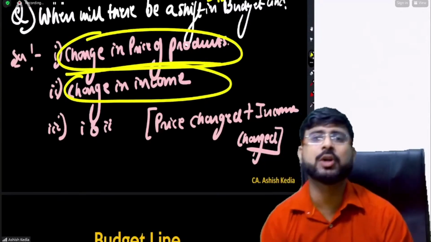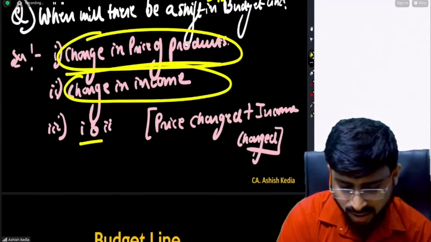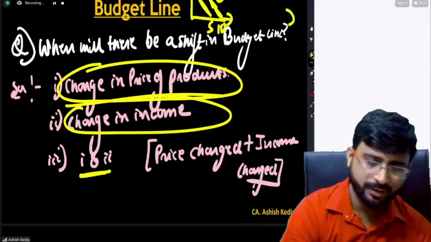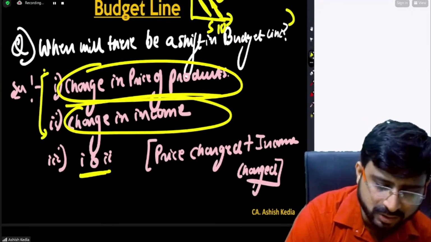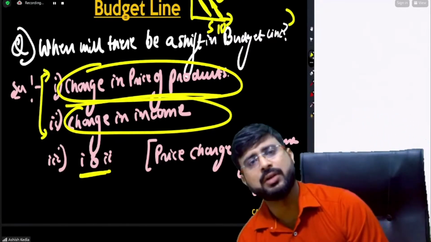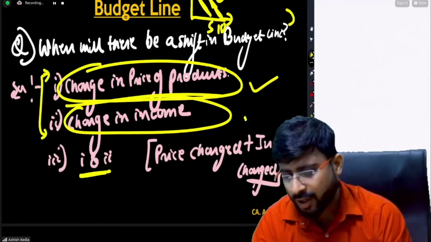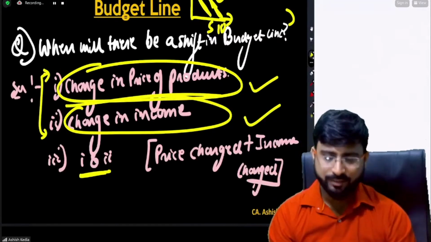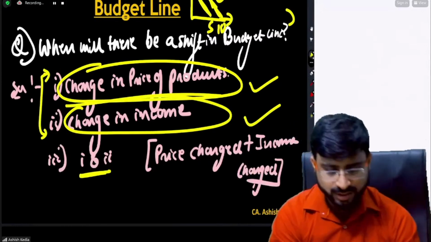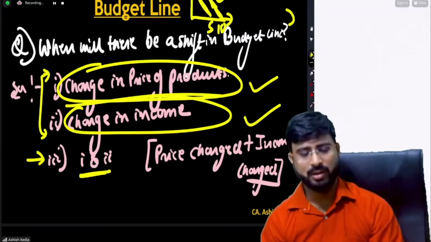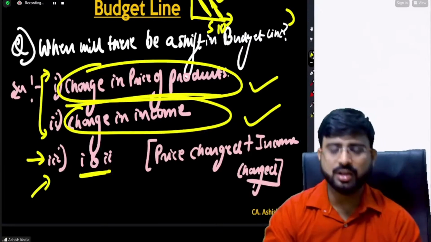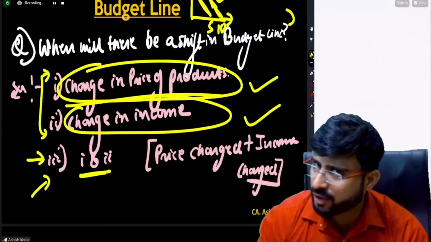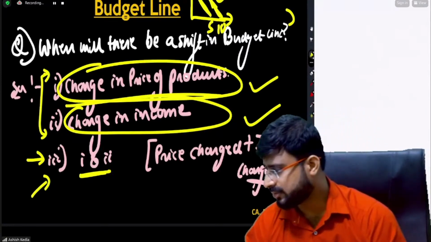And the third scenario is, obviously, when both change. When there is a change in both price and income. This is when you see the third case happening. Hopefully it's crystal clear, everyone.